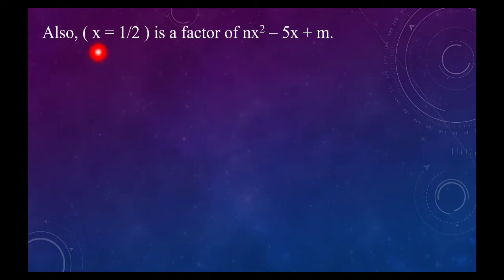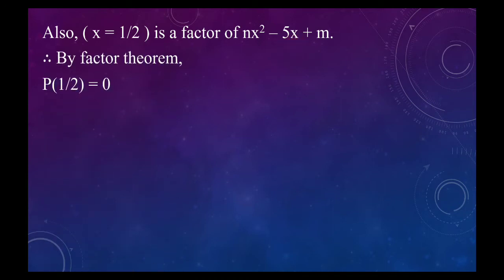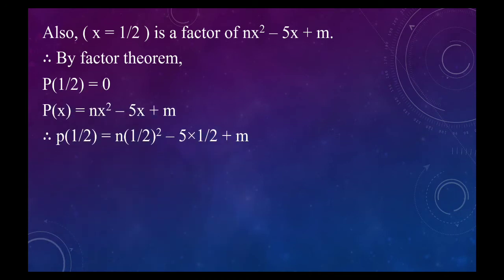Also, we know that x is equal to half is a factor of the polynomial, right? So we will substitute the value according to the factor theorem. P of half is equal to 0. We will substitute the value of x now. x is equal to half. P of half is equal to n into half square minus 5 multiplied by half plus m. We know that p of half is 0. We will do the calculation.